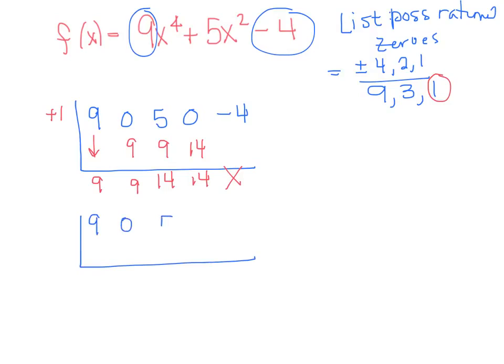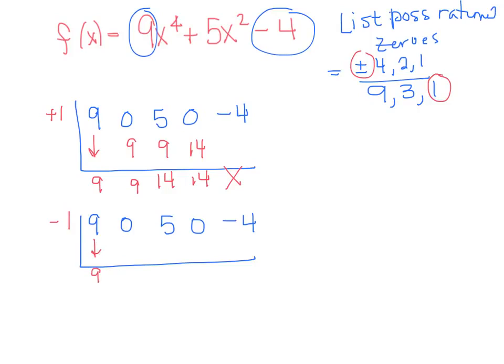9, 0, 5, 0, negative 4. I have to start over. It's not like we can chain these together. I have to start over because I had a failure, not a success with a 0 remainder. So I'm starting over. This time I'm going to try it with a negative 1, because remember, I'm doing plus or minus all these numbers.